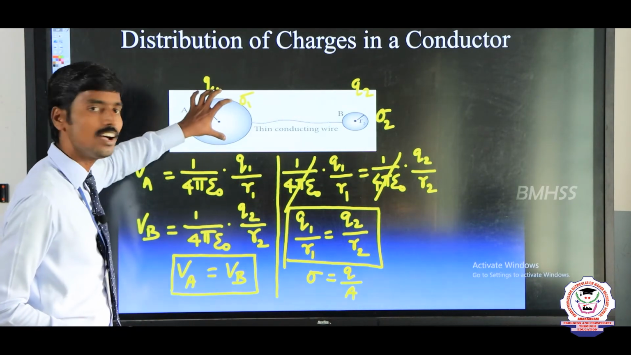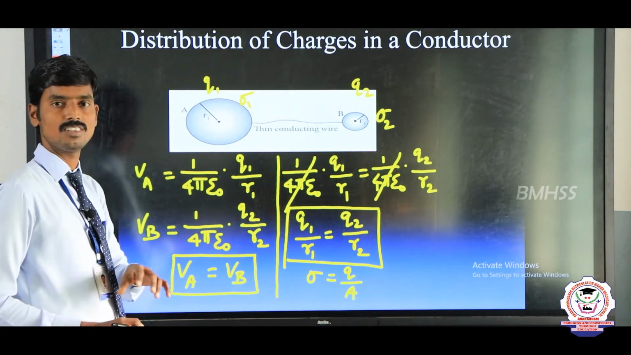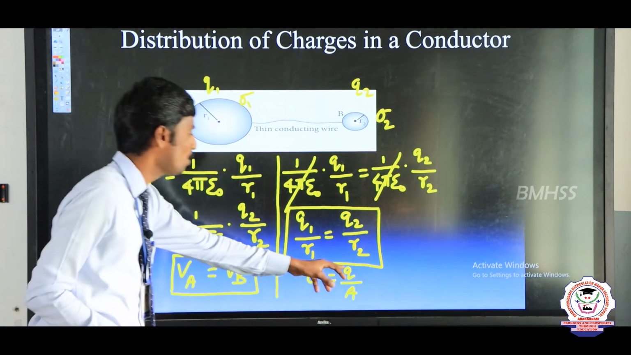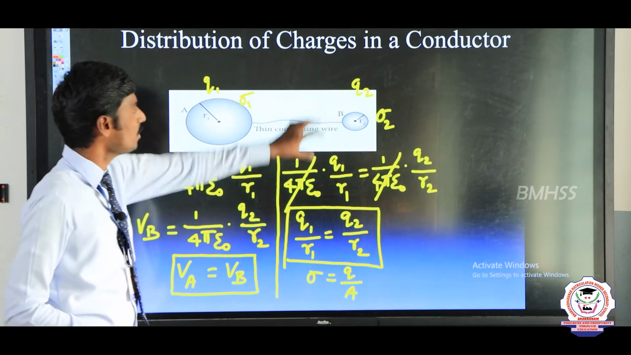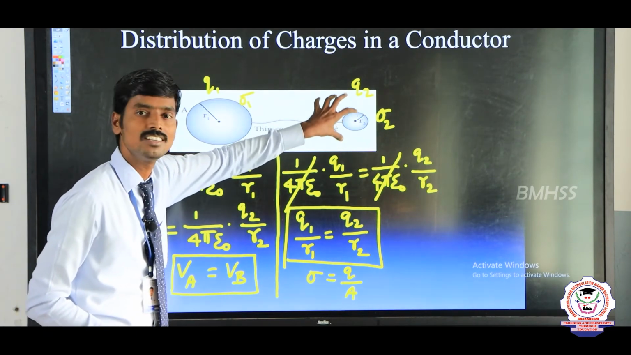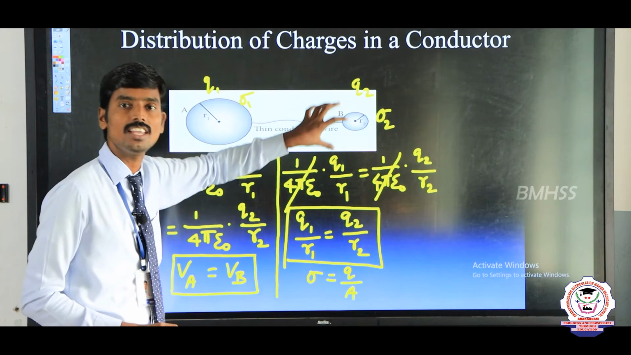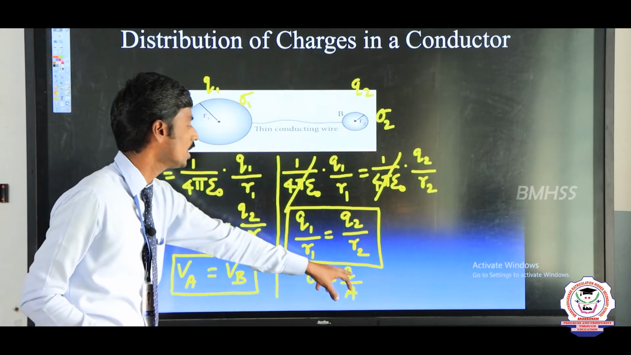Now the surface charge density on the first sphere, sigma 1, equals Q1 by A. Next, the surface charge density of the second sphere, that means sphere B, is sigma 2 equals Q2 by A.